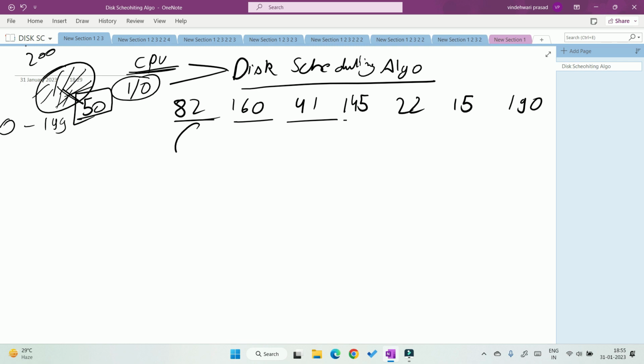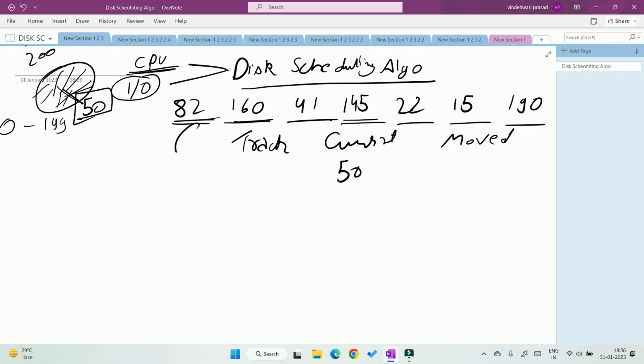So how will the disk read or write at the particular tracks? There are lots of algorithms which disk scheduling follows. Suppose you are currently at 15, so you have to go to the track and read or write at this track. So how will you do it? There are lots of algorithms. Let's start with the first one, which is called first come first serve.